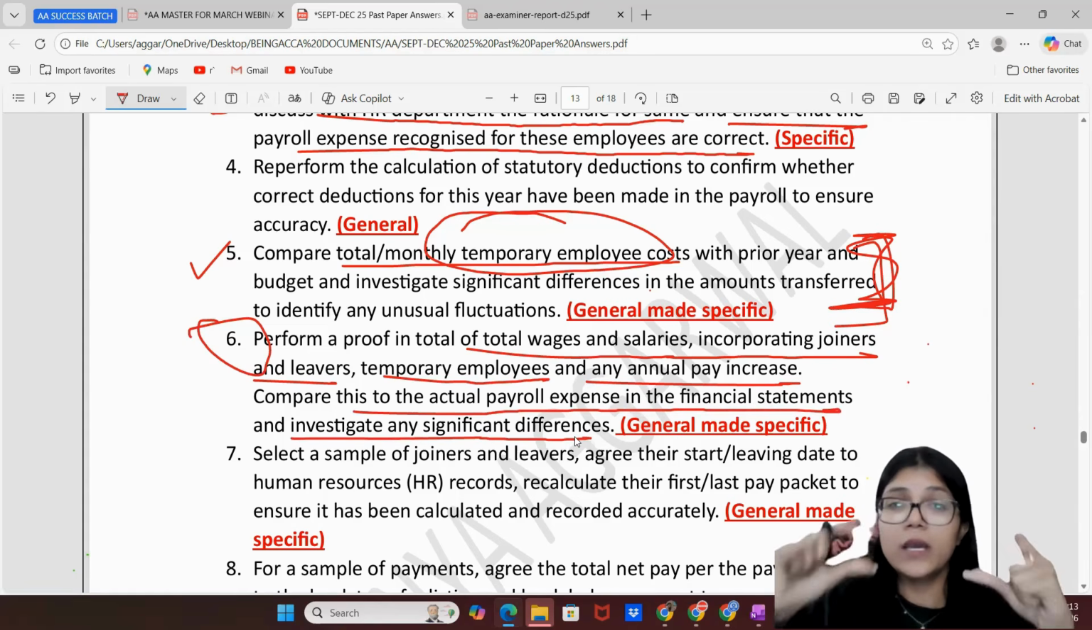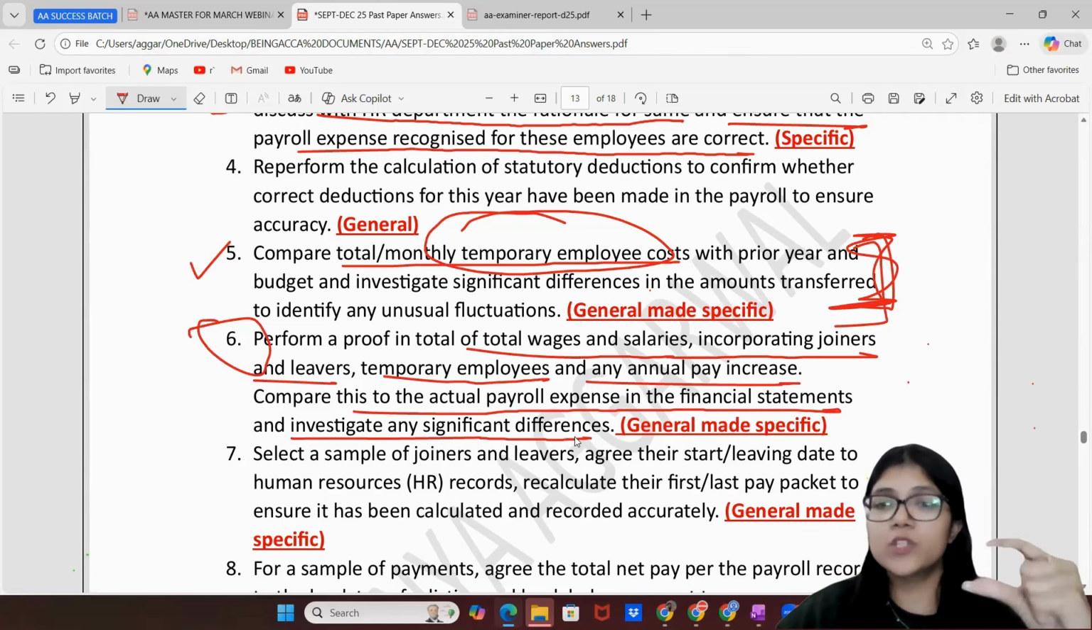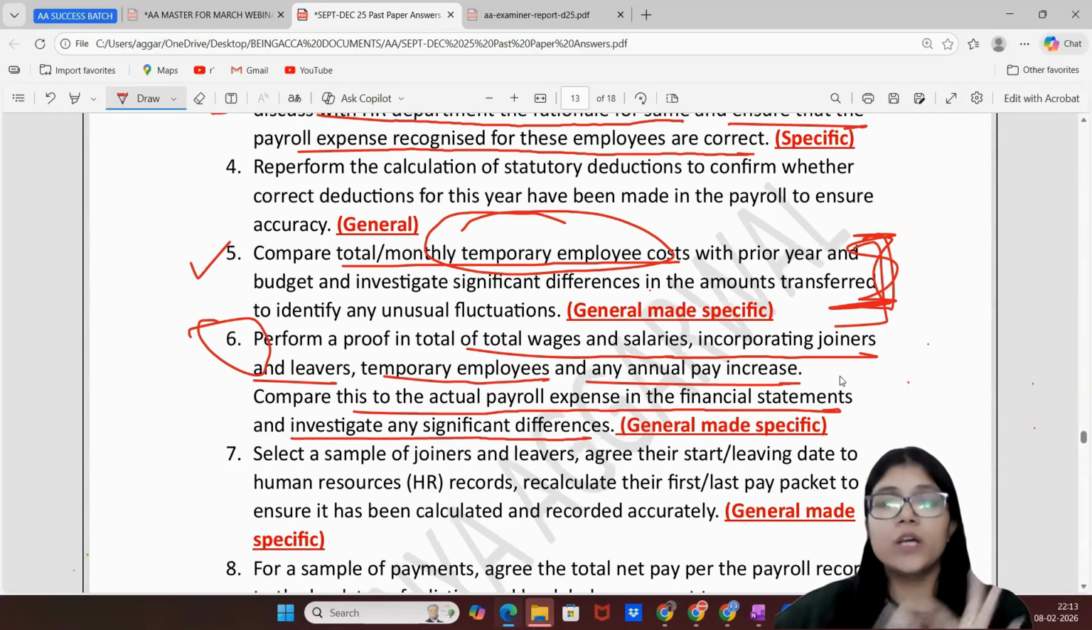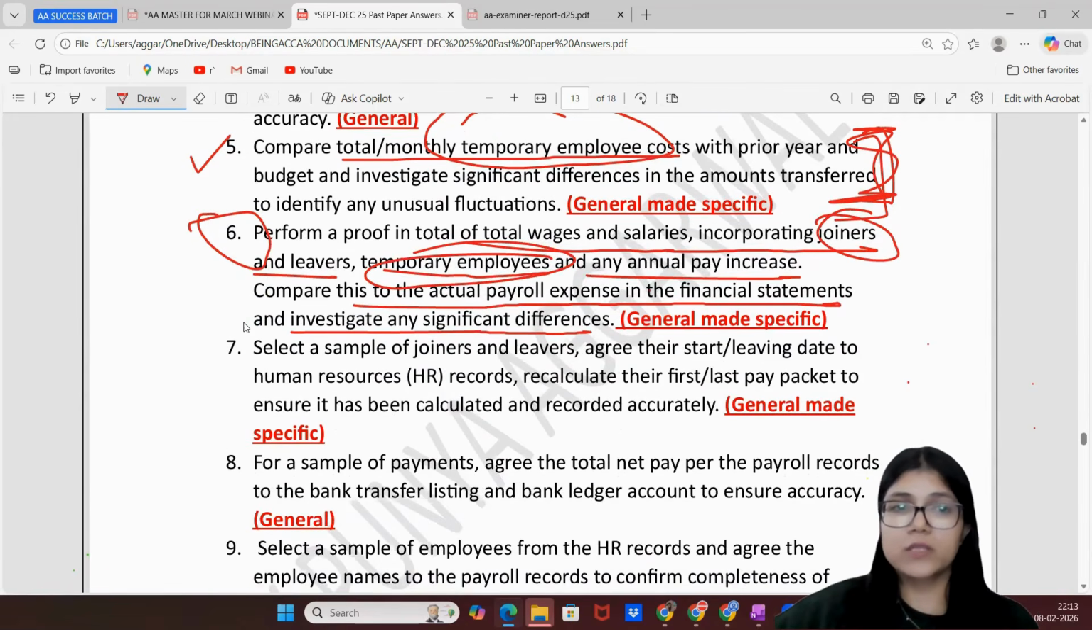So if you check out your PDF or whatever list of substantive procedures that you already have, you will see this general procedure there. Okay, but I have turned it into a specific one by using these words from the question. Simple. Next one, seventh one, also case specific.